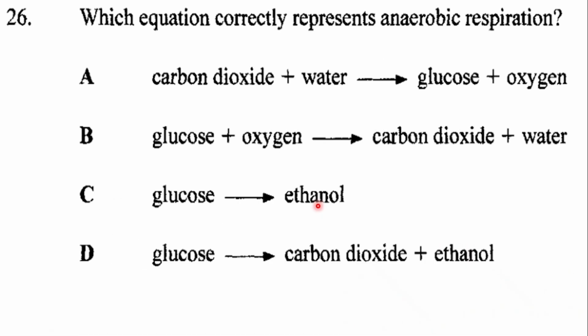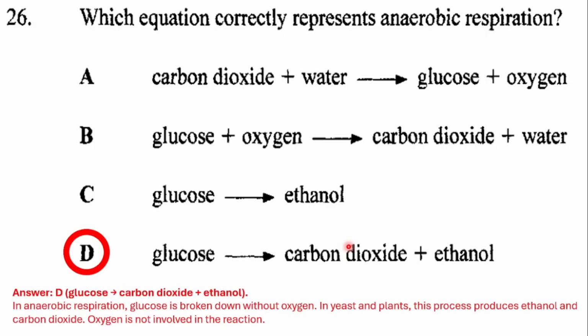Let's move on to question number 26. And question number 26 says, which equation correctly represents anaerobic respiration? Is it carbon dioxide plus water gives us glucose and oxygen? Is it glucose plus oxygen gives us carbon dioxide and water? Is it glucose gives us ethanol? Or is it glucose that gives us carbon dioxide and ethanol? And the correct answer is definitely going to be D.